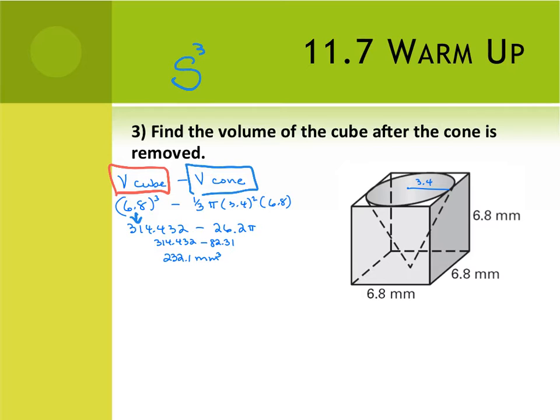For the cone, it's 1/3 pi r squared height. If you leave it in terms of pi, this would be your answer. However, if we're going to multiply it by pi, then the final answer is 232.1. And again, volume, the units are always to the 3rd power.